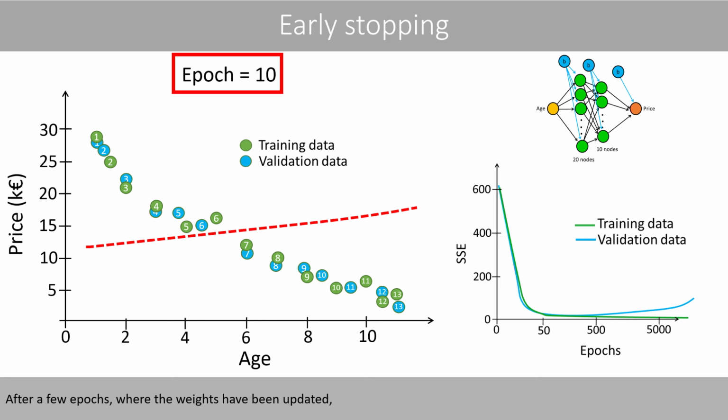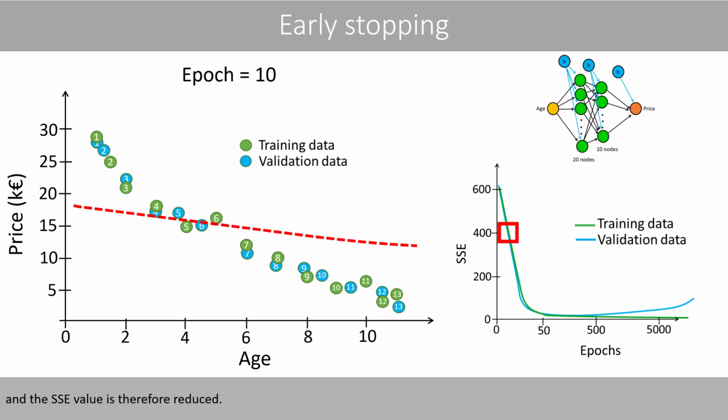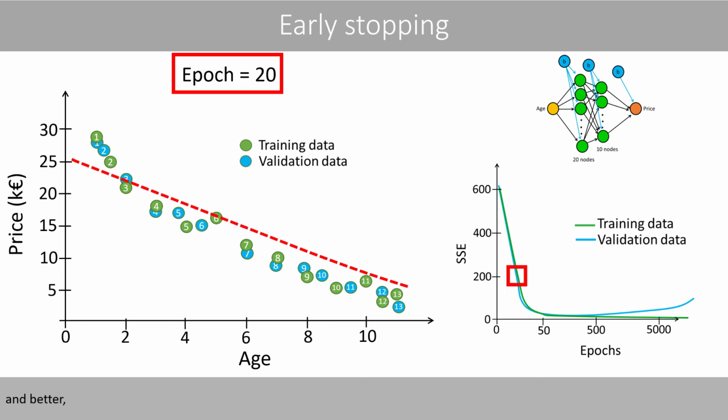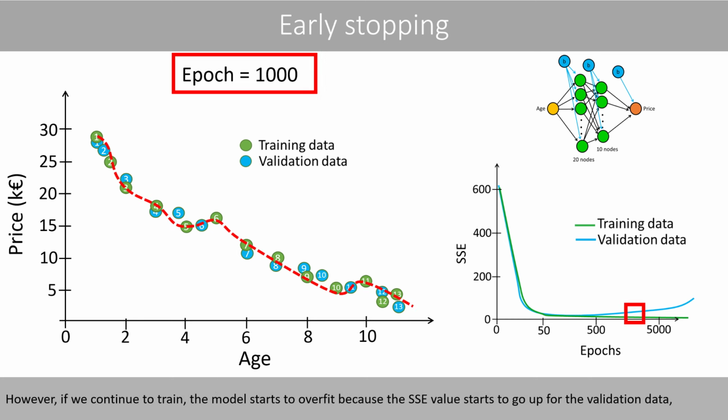After a few epochs, where the weights have been updated, the curve starts to fit better, and the SSE value is therefore reduced. After more training, the curve starts to fit better and better and better. After about 100 epochs, the network starts to fit quite well with both the training data and the validation data.